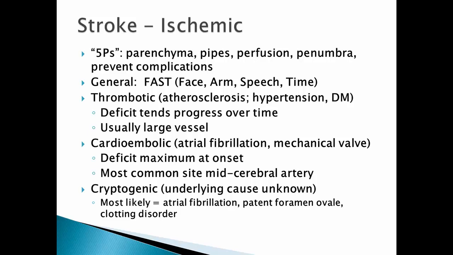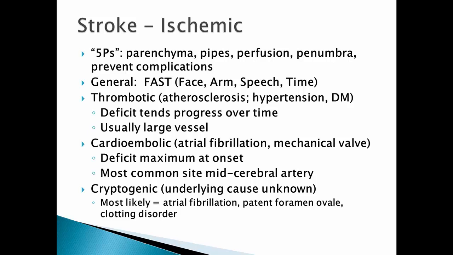When we think about ischemic strokes, there's an organizing framework that might be helpful as we think about the effects of an ischemic stroke, and these are the 5 P's: the parenchyma, pipes, perfusion, penumbra, and then we want to prevent complications. So let's look at the first 4 especially because the complications are things that you'll talk more about in your therapeutic management disorders.